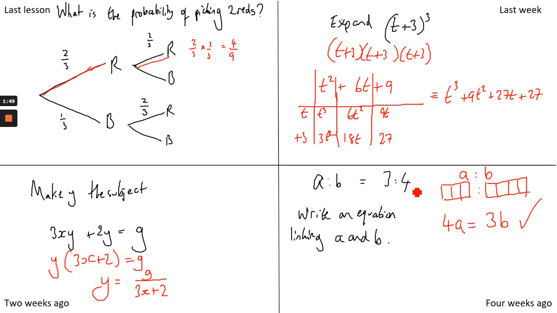And that's my equation. So you need to either spot that it's the other way round or draw the pictures. We need 4 lots of A, and that will equal 3 lots of B.